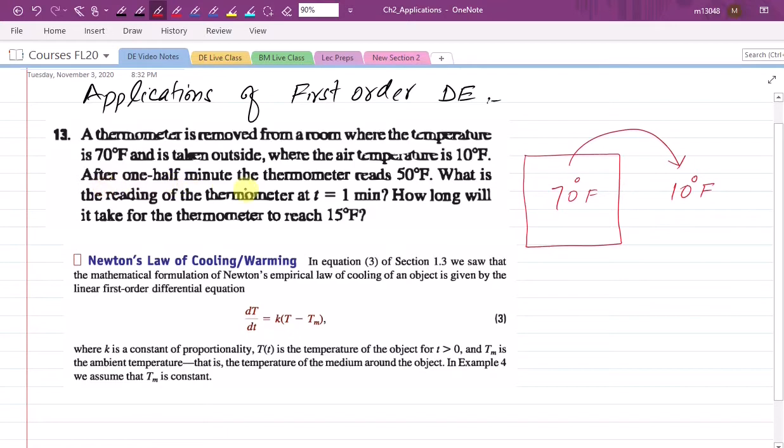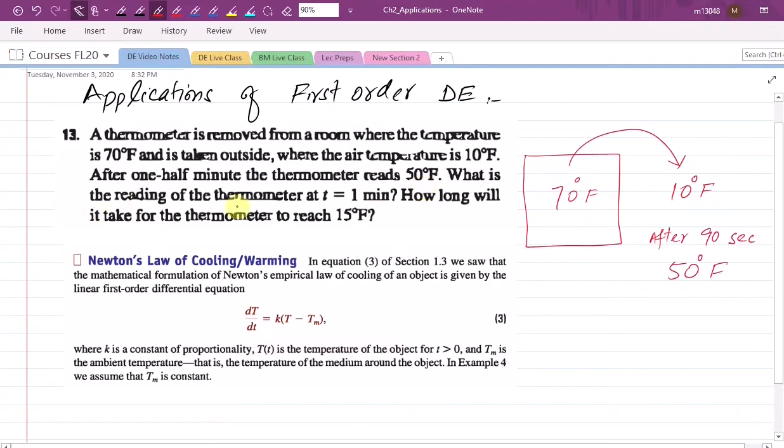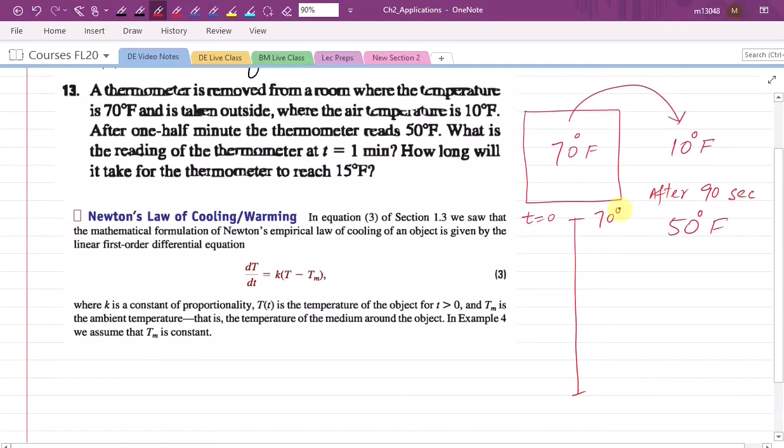After 1.5 minutes, the thermometer reads 50 degrees. What is the reading of the thermometer at t equals 1 minute? At time 0, the temperature is 70 degrees. At t equals 1.5 minutes, the temperature is 50 degrees. What is the temperature at time 1 minute? Also, how long will it take for the thermometer to reach 15 degrees? What will be the time?